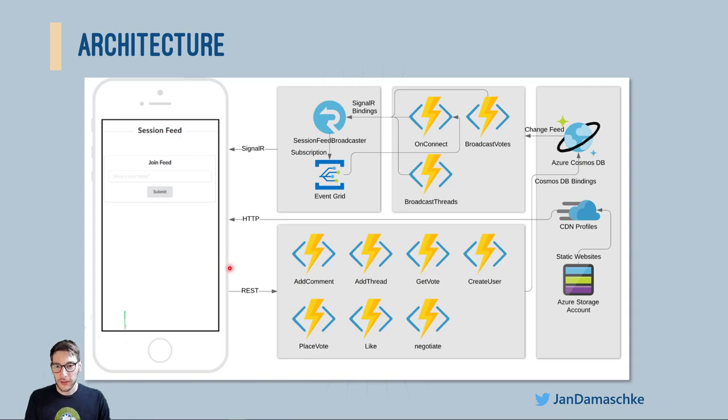There's one special case, and that is the onConnect. I just mentioned that. So when a new client connects, it will trigger the onConnect event in SignalR, and this will trigger Event Grid, and Event Grid will trigger onConnect, which will fetch all the current threads from our Cosmos DB. And after it fetched them, it will send them to SignalR to broadcast them to our clients, or to one specific client in that case. Okay, so let's take a look at the actual resources.